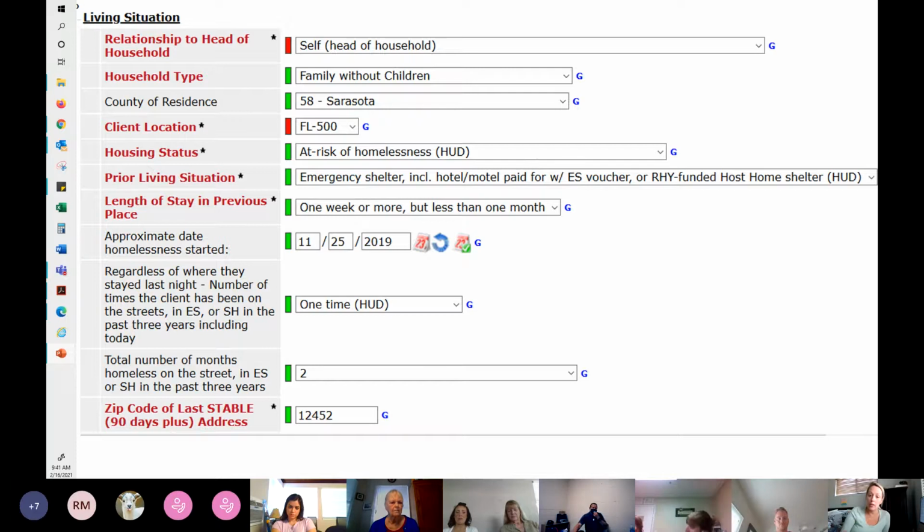And based on that response, we are able to tell whether the client is literally homeless, at risk of homelessness, or at imminent risk of homelessness. That response will really guide us in determining eligibility for certain projects and a client's total length of time homelessness started. So from here on out, when we see prior living situation, we are seeing in our brains, where did you stay last night?